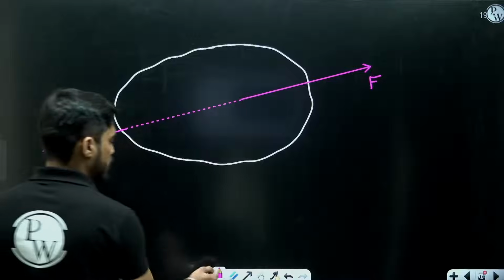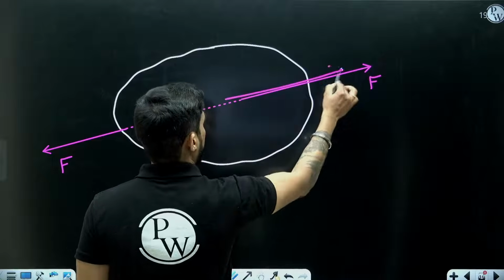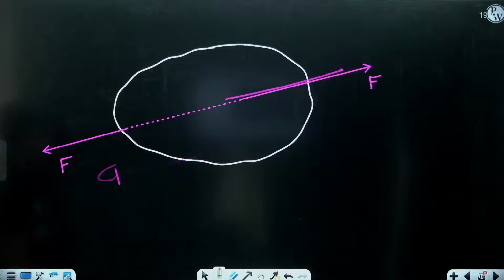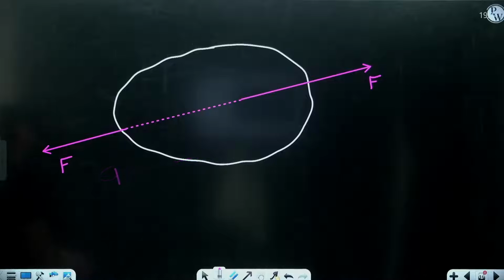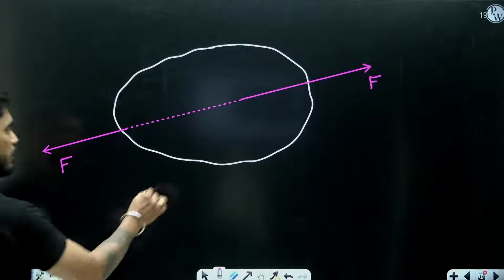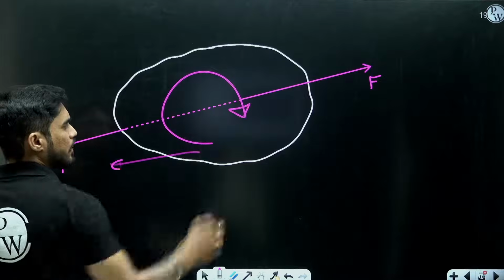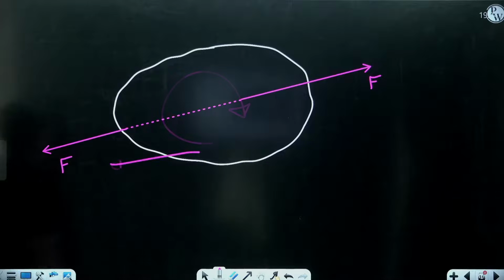Let's say one force is acting like this and another force is acting like this. Can the body be in equilibrium? Let's say both are equal and opposite, but their line of action is different. Can they be in equilibrium? No. They will form a couple. The body will start rotating.